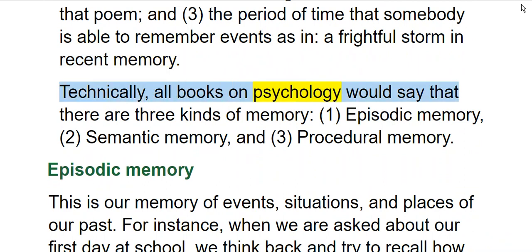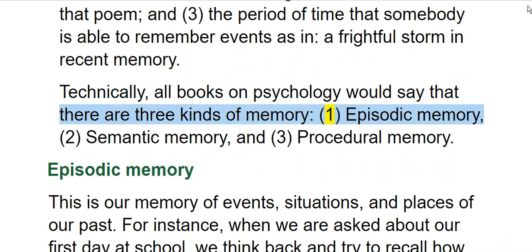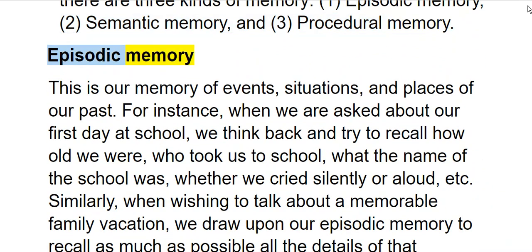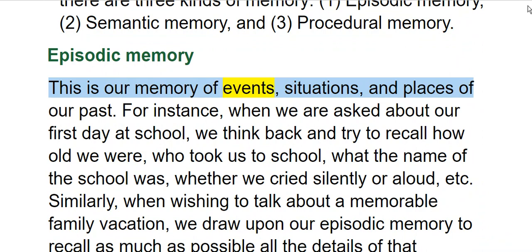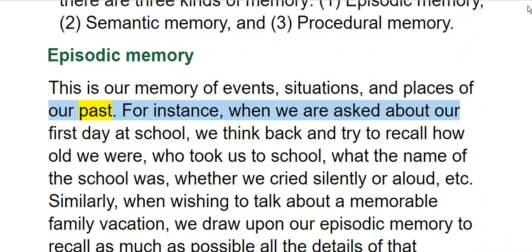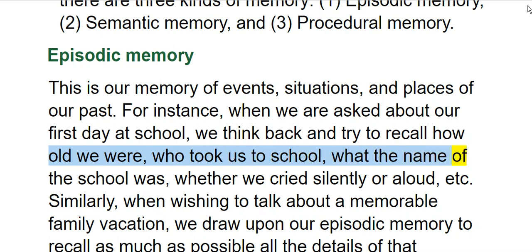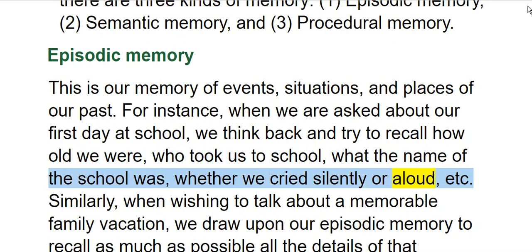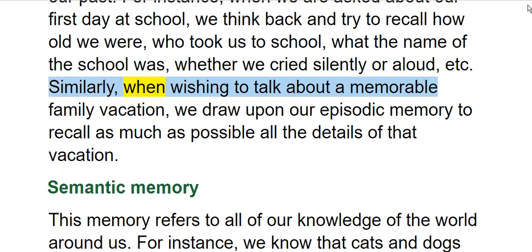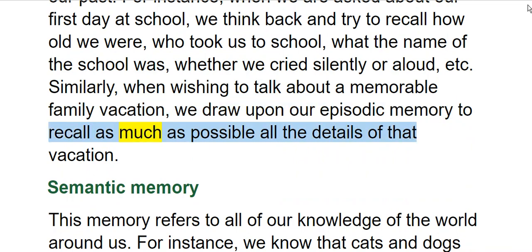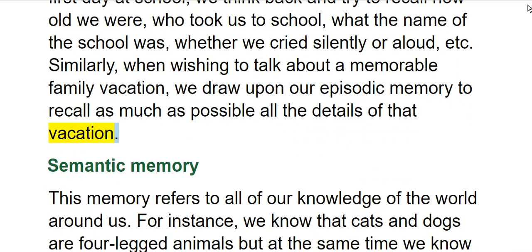Technically, all books on psychology would say that there are three kinds of memory. 1. Episodic memory. 2. Semantic memory. And 3. Procedural memory. Episodic memory. This is our memory of events, situations, and places of our past. For instance, when we are asked about our first day at school, we think back and try to recall how old we were, who took us to school, what the name of the school was, whether we cried silently or aloud, etc. Similarly, when wishing to talk about a memorable family vacation, we draw upon our episodic memory to recall as much as possible all the details of that vacation.